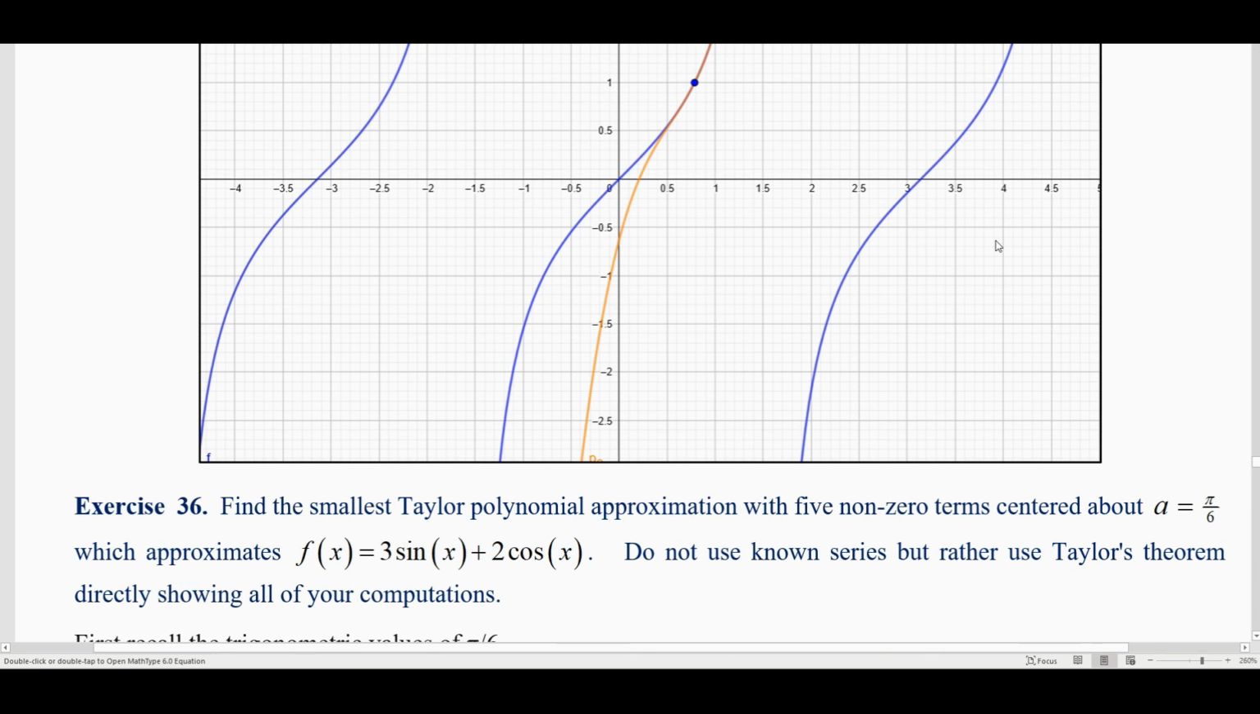Okay, let's do one more, and we'll call it a day on this one. Find the smallest Taylor polynomial approximation with 5 non-zero terms centered at a equals pi over 6. And it's going to approximate the function f of x equals 3 sine x plus 2 cosine x. Again, use the method that we just did. Let me see if you can work this one out and come back and check your work. Please work it out yourself now. Press pause.